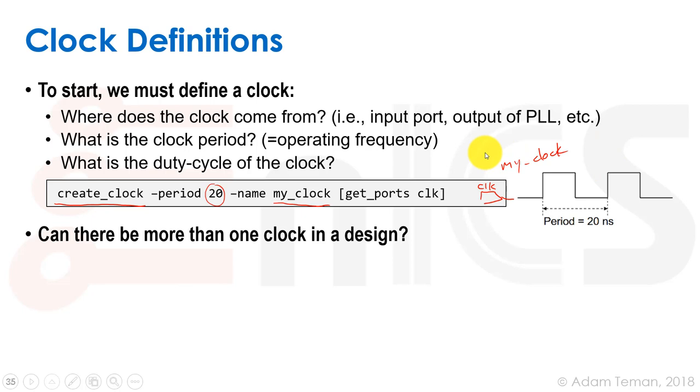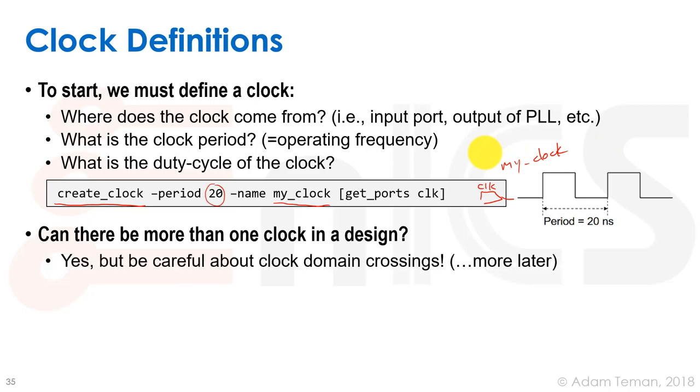Question: can there be more than one clock in a design? Yes, of course there can, but you have to be really careful about clock domain crossings. We'll discuss it briefly. We could do a whole course just about clock domain crossing. There are tools for checking this and ensuring that you don't make things go wrong. But one of the things that we do often find are generated clocks.